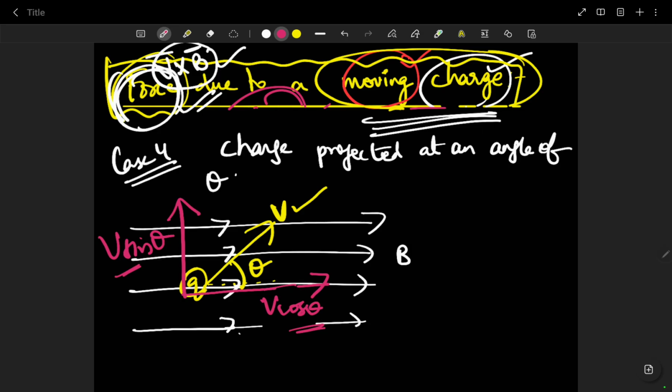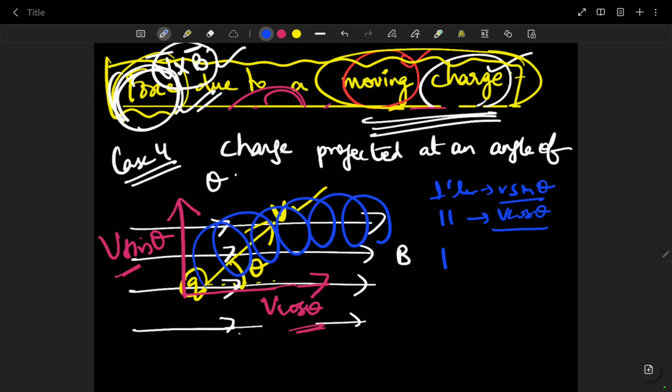So how will the charge resolve? I mean, how will the charge travel in this case? So in this case, the charge will travel like this. Basically, it will travel, how do I explain you? So see, perpendicular component is sine theta, right? Parallel component is cos theta, correct? So it will travel in both the directions. That means it will travel like this. So this shape is called helical, right? So it will travel in a helical path whenever you are projecting the charge with an intentional angle of theta. Okay, that means it is traveling in both the directions, right?